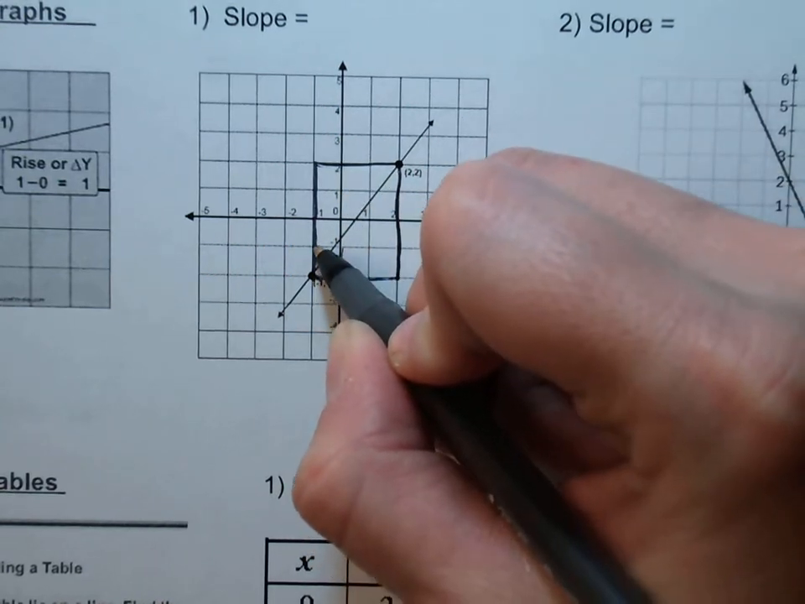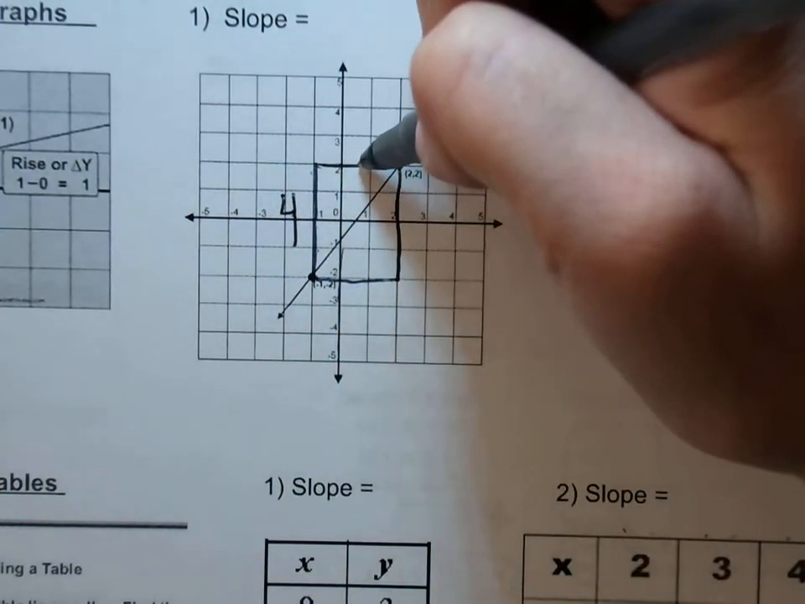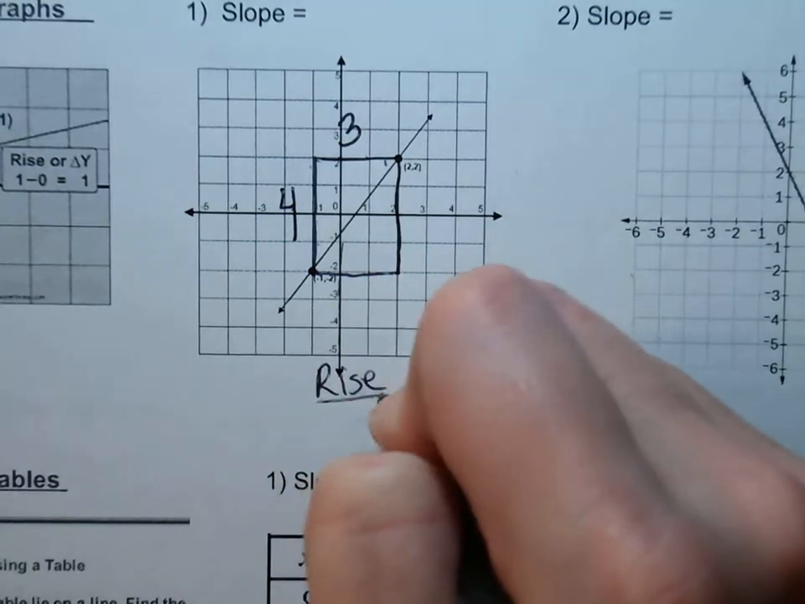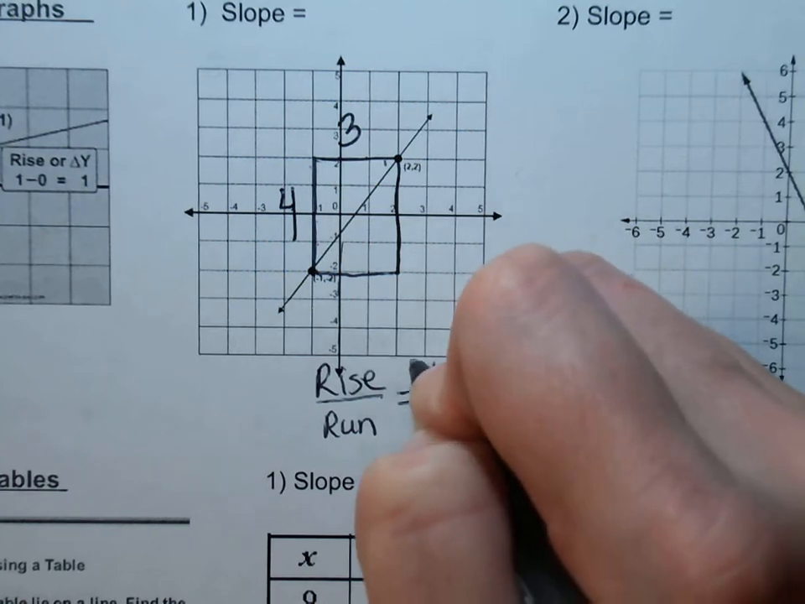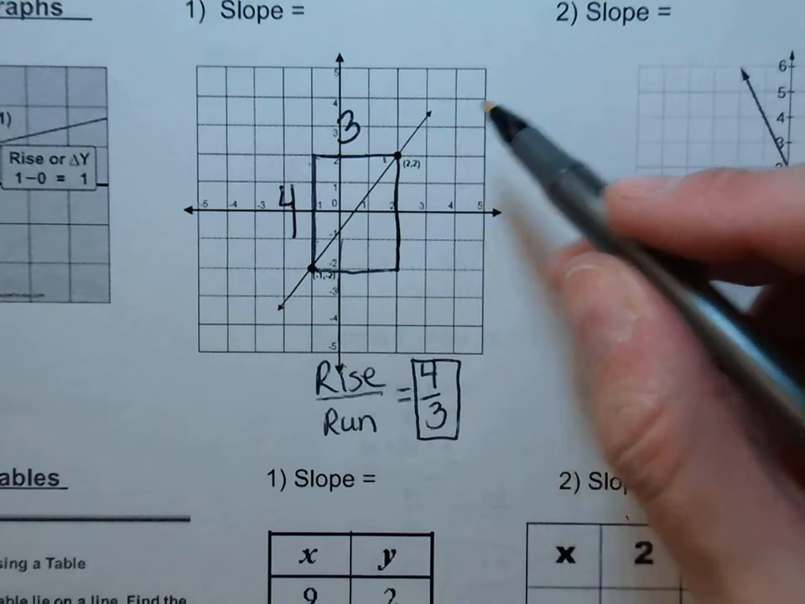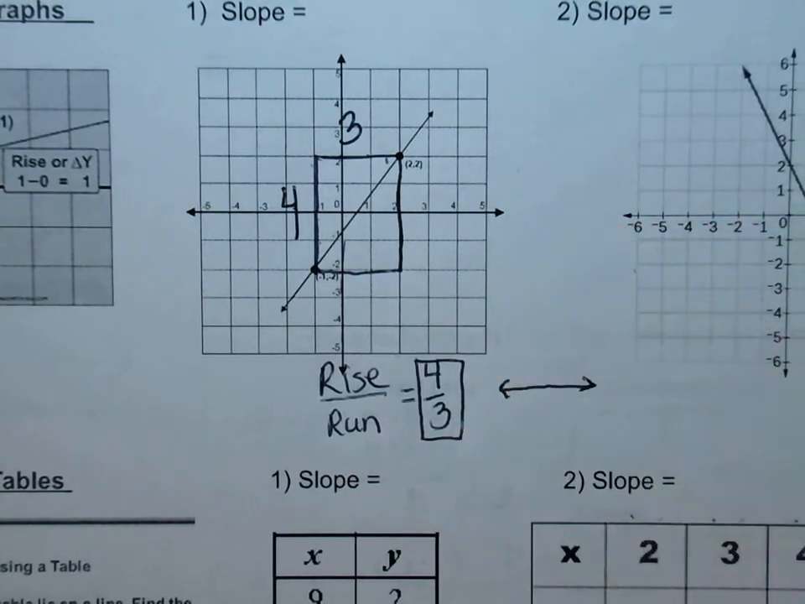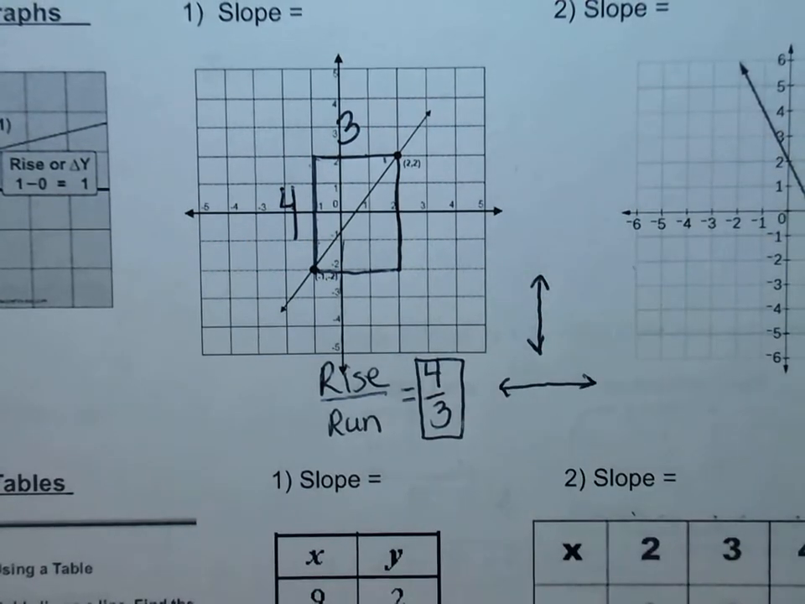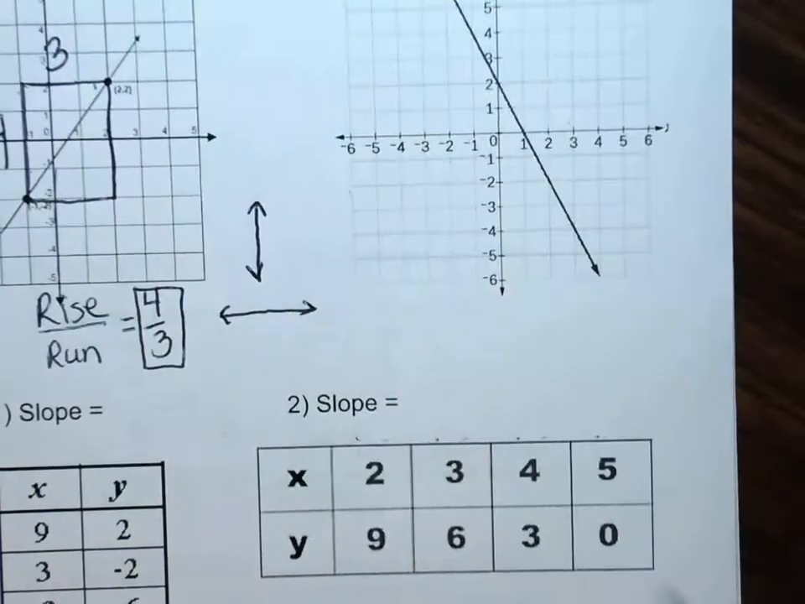So we count our rise, which is 1, 2, 3, 4. My run is 1, 2, 3. Remember that the slope of a graph is rise over run. My rise was 4 and my run is 3. And it stays positive 4 over 3 because this line is increasing. Remember, if we have a slope that is horizontal, it's going to be a 0 slope. And if we have a vertical line, that's going to be an undefined slope. So this slope is 4 over 3.